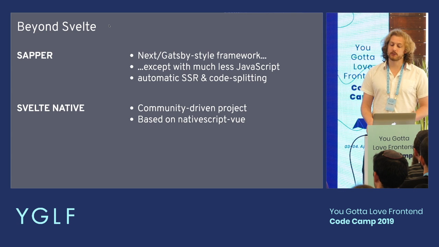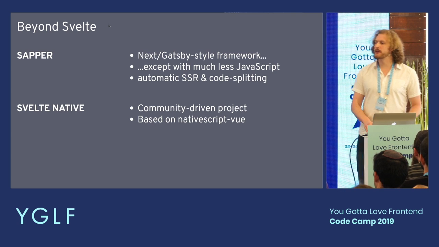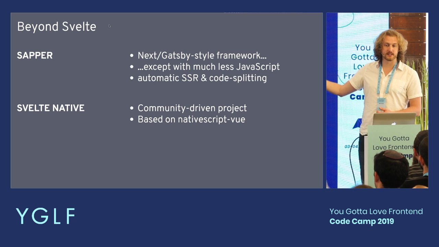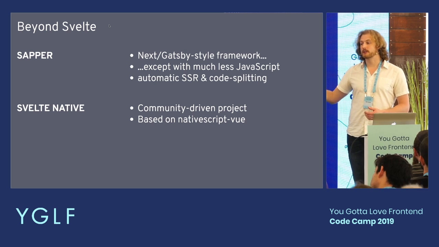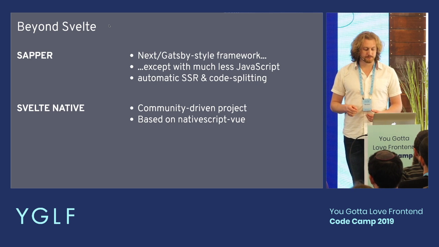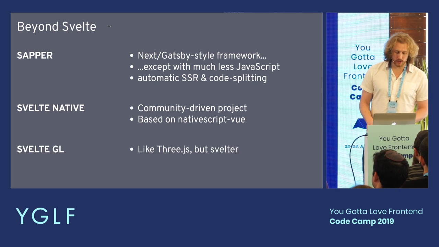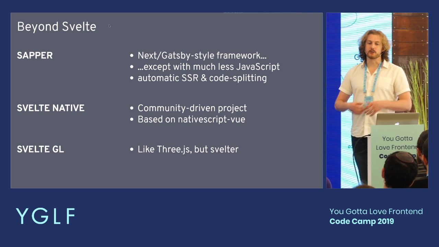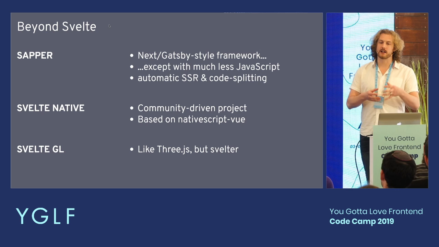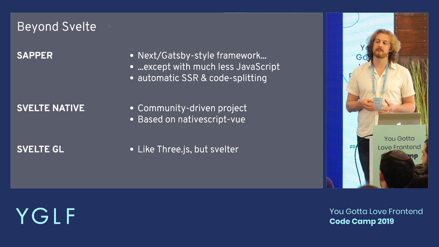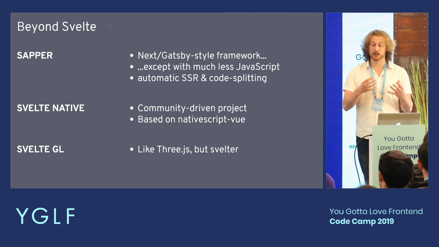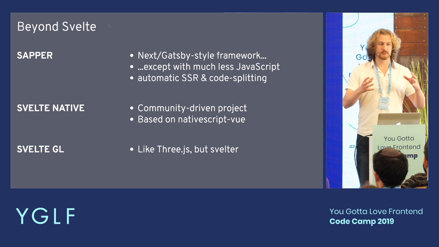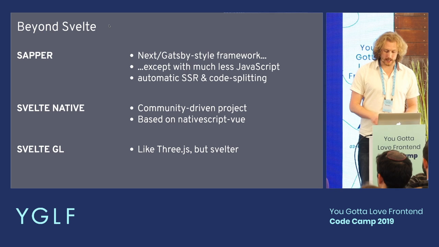There's a community project called Svelte Native, which will probably become an official project at some point, but it's still quite new. It's a community-driven project based on NativeScript Vue, and it allows you to build iOS and Android applications using Svelte. And beyond that, something that I really want to work on is SvelteGL, which would be like Three.js, but Svelter. You would use the same kind of declarative style to describe a three-dimensional scene graph, and then it would get compiled to the low-level underlying draw calls that would make that possible without all of the added bloat of a conventional WebGL library.